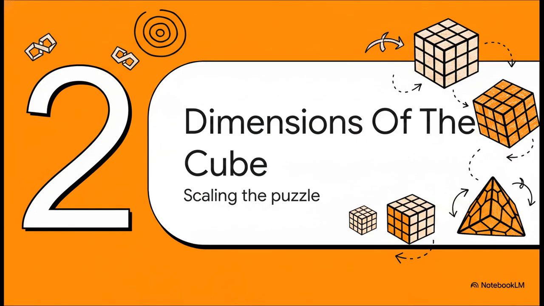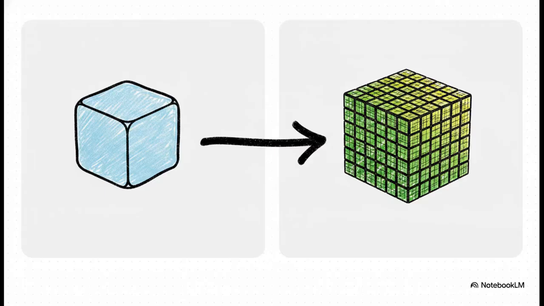Moving on to Section 2, Dimensions of the Cube, where we scale the puzzle. These digital tools are programmed to handle an incredible spectrum of puzzles. On one extreme, as noted in the settings, we've got the 1 by 1 by 1. Yep, that is literally a single solid block. It's a hilarious, trivial novelty that obviously takes 0 moves to solve.